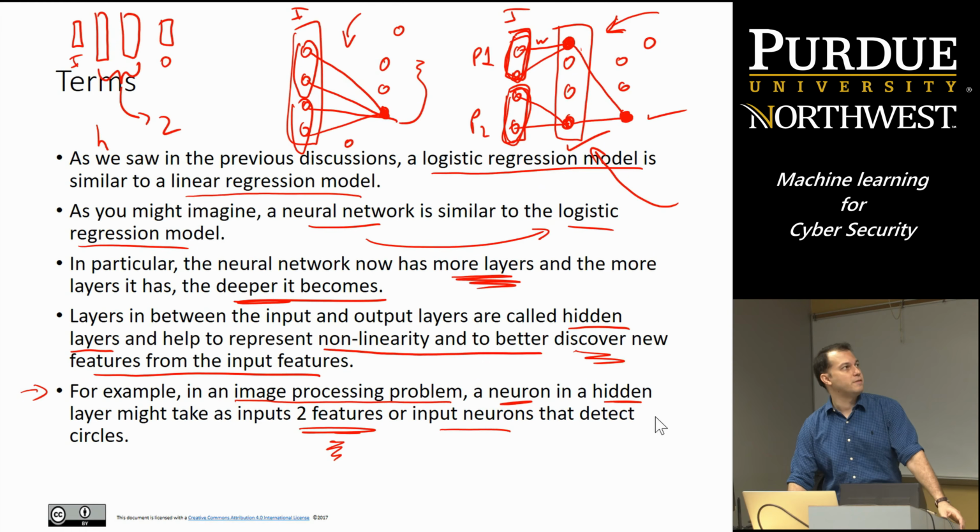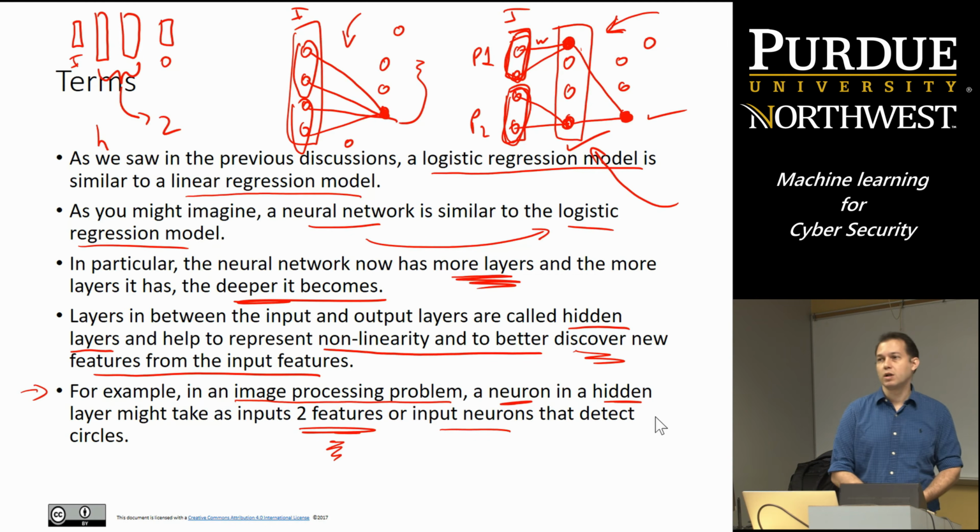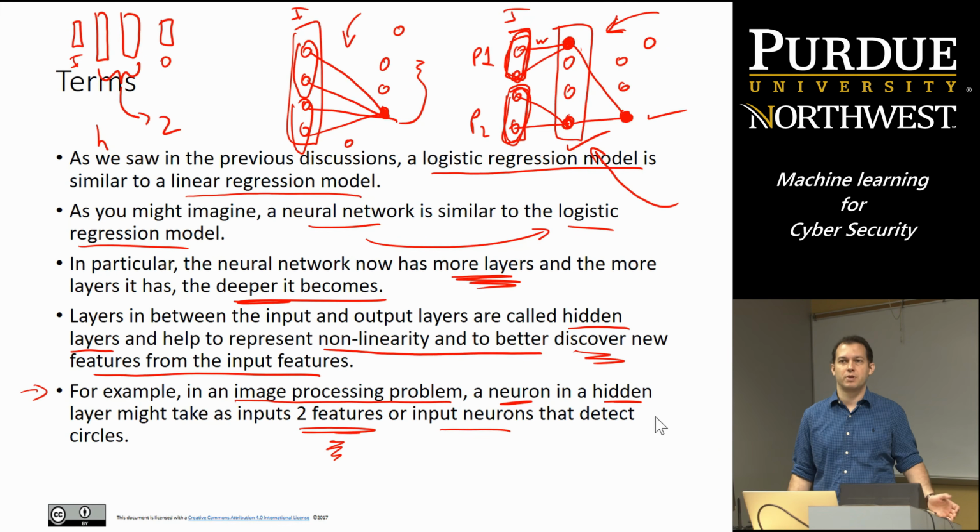As we saw in the previous discussion, a logistic regression model is similar to linear regression, right? And as you might imagine, a neural network is similar to logistic regression. In particular, the only difference is that a neural network has more layers. And the more layers it has, the deeper it is. That's basically all it is.